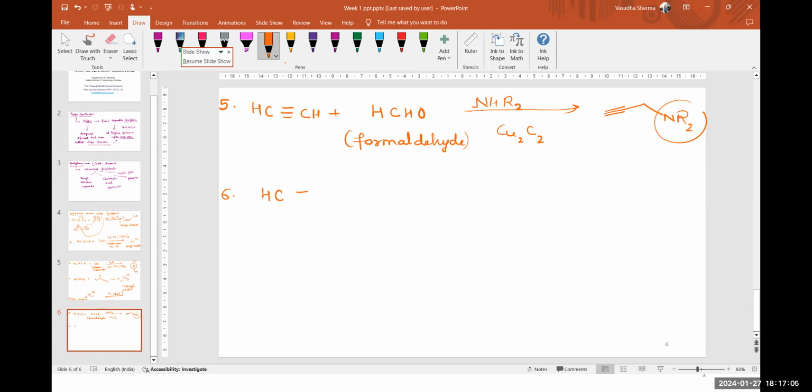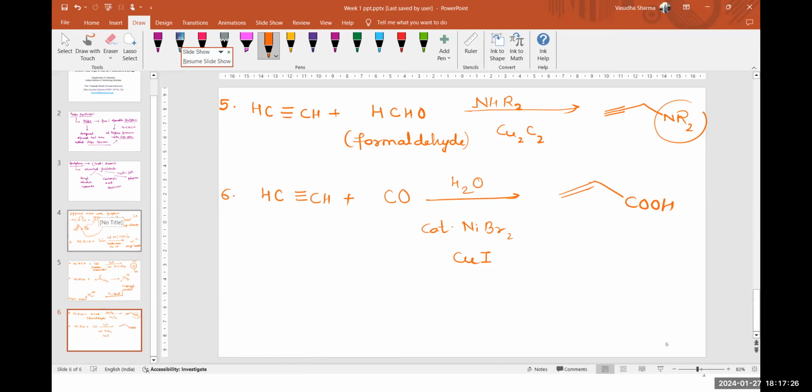Then the next reaction we have is acetylene reacting with carbon monoxide, again in the presence of water. Now the catalyst is being changed. It is nickel bromide and copper iodide, in catalytic amounts. And here we will get a vinylic carboxylic acid.